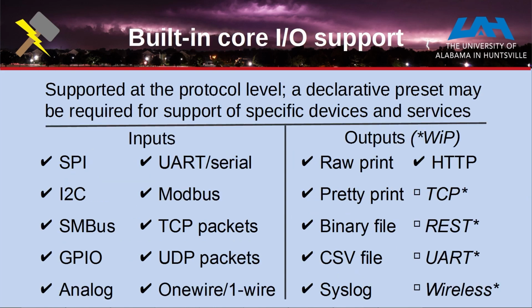As you might expect, Brokkr, the client, has out-of-the-box support for a variety of input and output formats that a scientific sensor network may need, such as SPI, I2C, SMBus, GPIO, analog, UART, Modbus, TCP, UDP, and OneWire on the input side, covering basically all of the available protocols for reading in sensor data. And on the output, it has print, binary file formats, CSV, outputting to syslog, and HTTP formats currently implemented, as well as TCP, REST, UART, and wireless outputs under development.